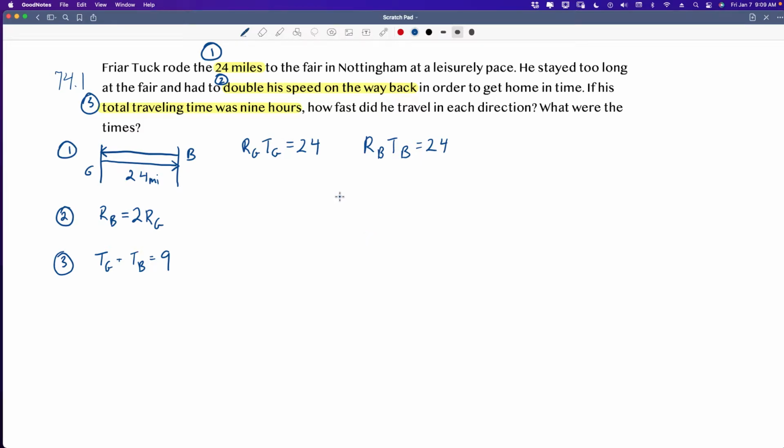We're going to start with RB, TB, his rate back times his time back. The reason we're going to do that is because we can solve here by subtracting, and say the time back is equal to 9 minus the time going. All right, so there's our substitution. We already have RB solved for right here, so we can sub both of those in. So 2 times the rate going, and then the value for TB is 9 minus TG, equals 24.